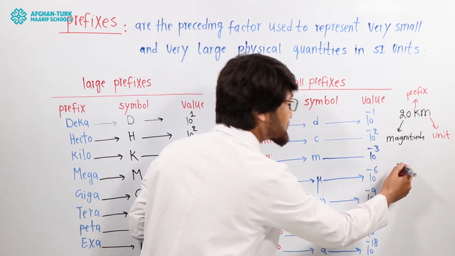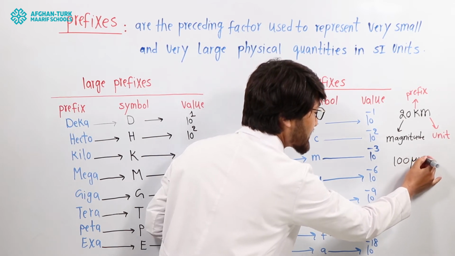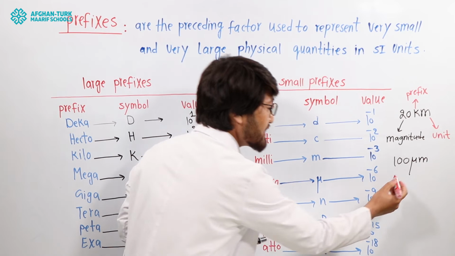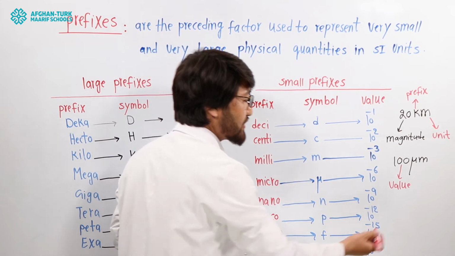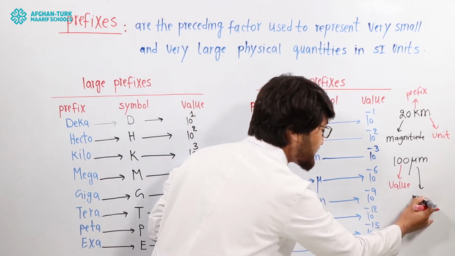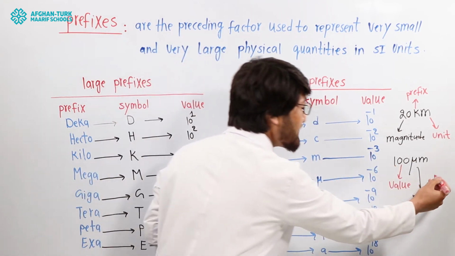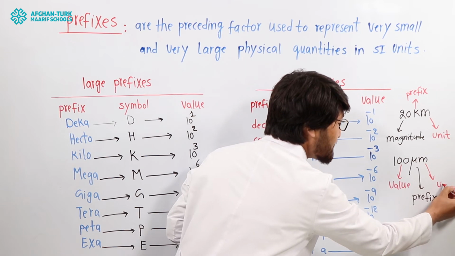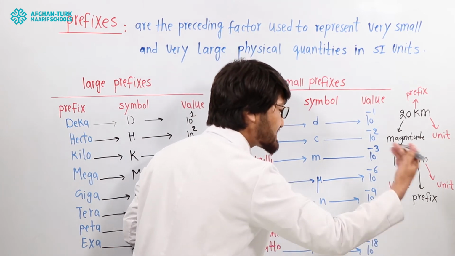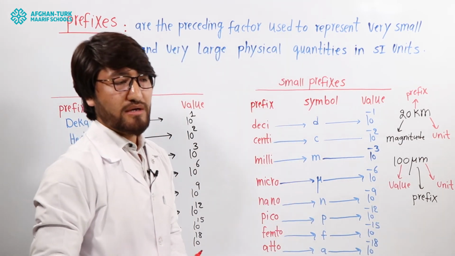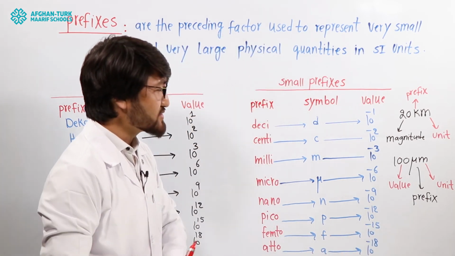And also, suppose here we have 100 micrometer. 100 is the value of the number. What is micro? Micro is a prefix. Which prefix? A small prefix. And meter is the unit. Also, we use prefixes with second, with kilogram, or gram. For each unit, we can use prefixes.